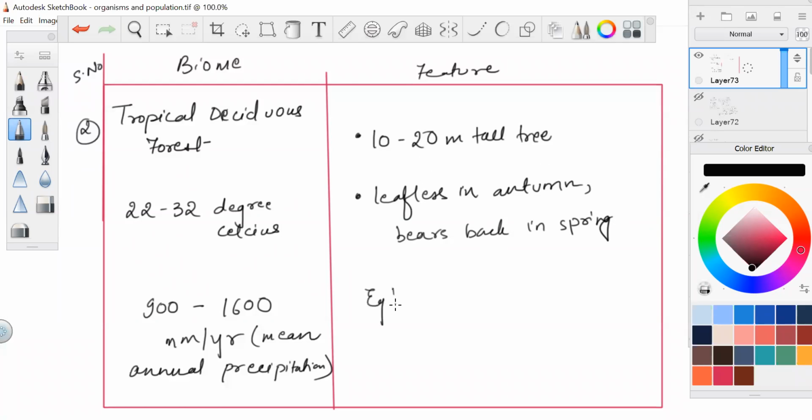So basically, write down a few examples. Sal, teak, which are names of the trees, tendu, kher, chironji, they will come under this. Teak is the key one. It's TEAK.